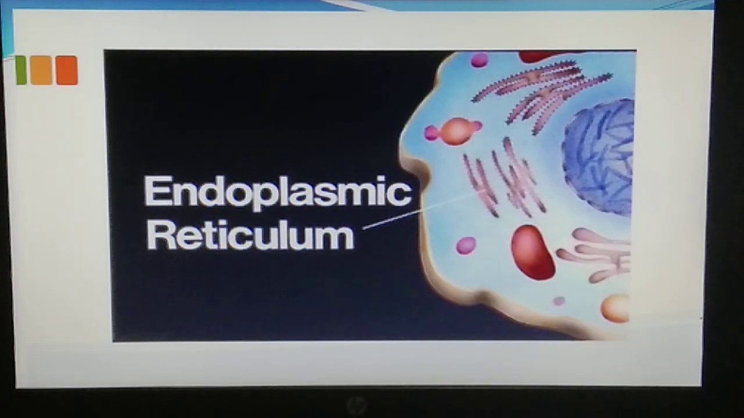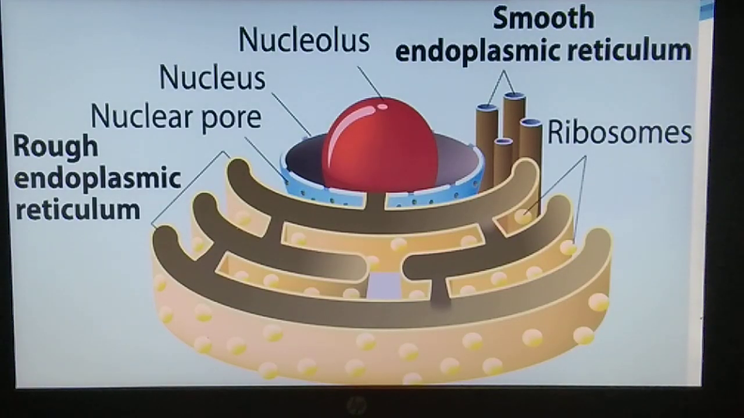Now moving on to the next organelle, students, that is the endoplasmic reticulum. You can see here, this is the complete structure of endoplasmic reticulum. So this is the nucleolus. This is the nucleus. So what is the nucleus embedding here, students? The nucleolus. So this red structure is the nucleolus. Then we have this nucleus and you can see here finally this endoplasmic reticulum is connected with this nucleus.